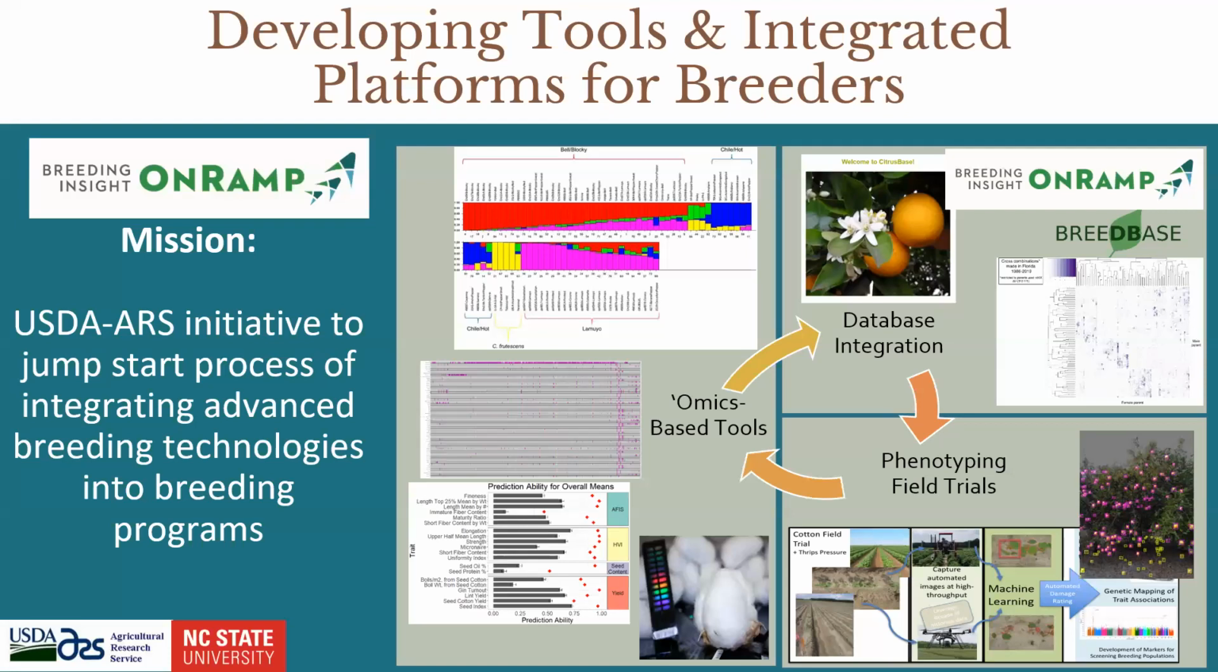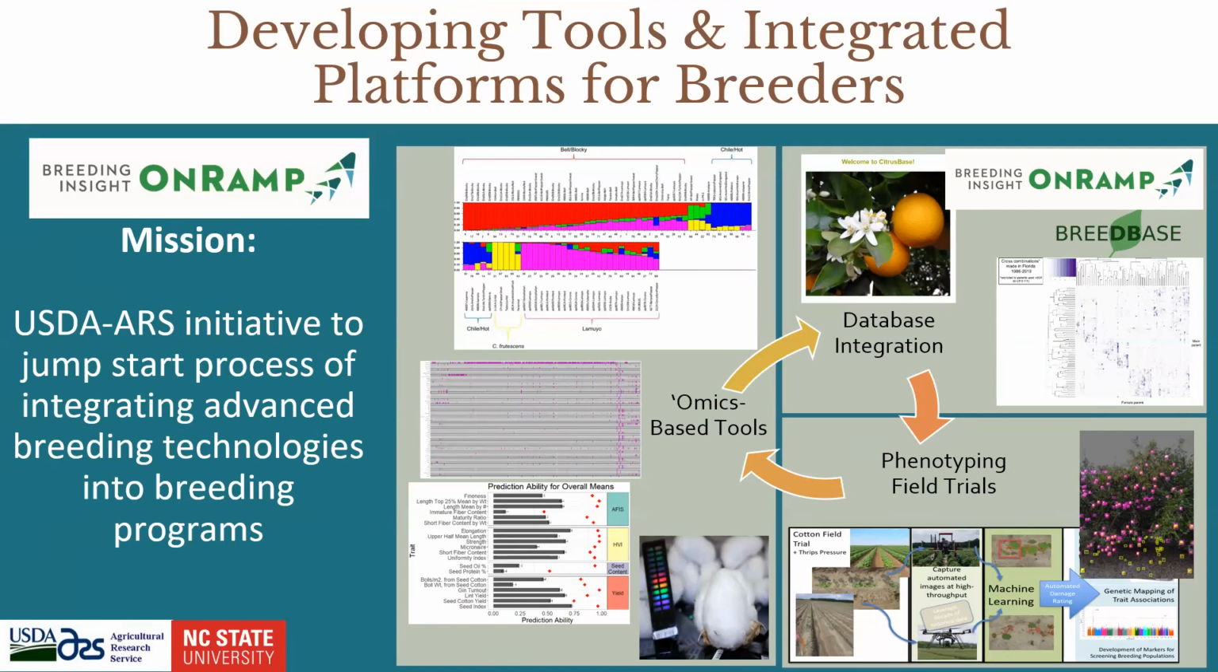So in order to support this, we have been working on integrated platforms for breeders. I am the director of our Breeding Insight On-Ramp project, which is a USDA ARS initiative to jumpstart the process of integrating advanced breeding technologies into breeding programs. What we try to do as a part of this project is really think about integrating omics-based tools as well as databases and phenotyping trials.